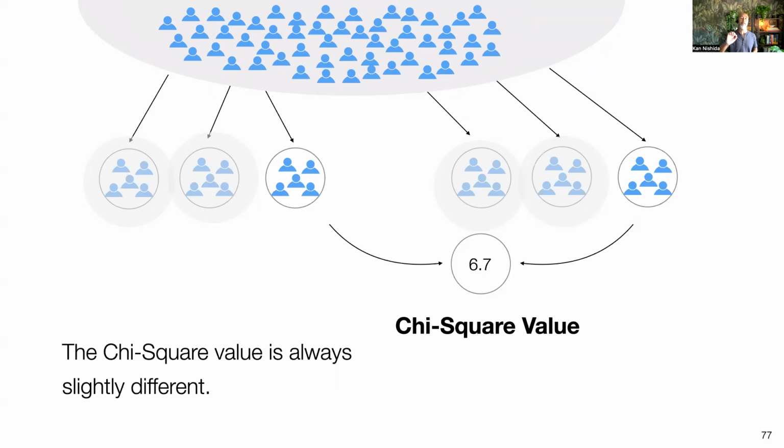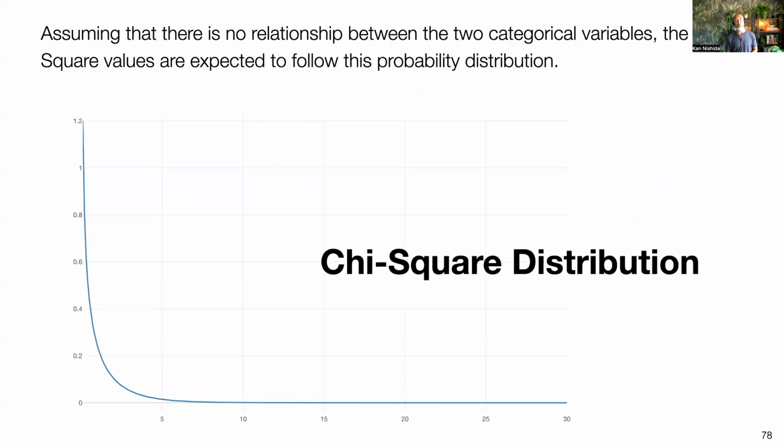But that difference is supposed to follow a distribution, and that's the chi-square distribution. The chi-square values would follow it if we assume there's no difference between these two groups. And this is the probability distribution, and then we can actually use it to test or evaluate whatever chi-square value we get from the actual data, the data in our hand.